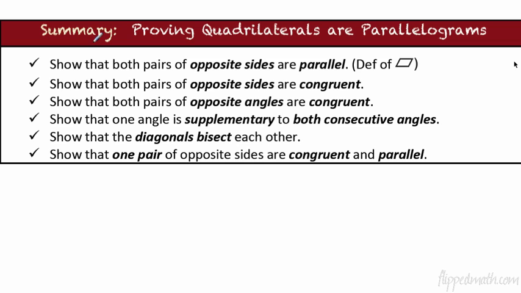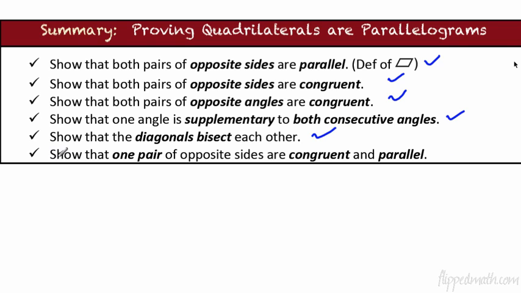All right, so here, the summary. Proving quadrilaterals are parallelograms. This is basically every way that you could do it. If you show that the opposite sides are parallel, that's the definition of parallelogram. If you show that both pairs of opposite sides are congruent, that's another way to do it. What if the opposite angles are congruent? That's another way to do it. What if you show one angle is supplementary to both consecutive angles? That's another way to do it. What if you show the diagonals bisect each other?